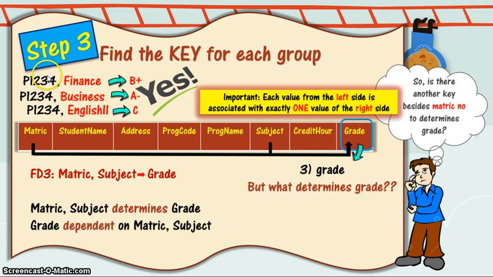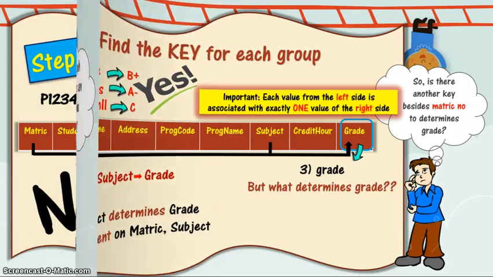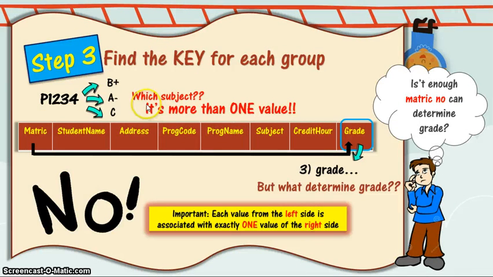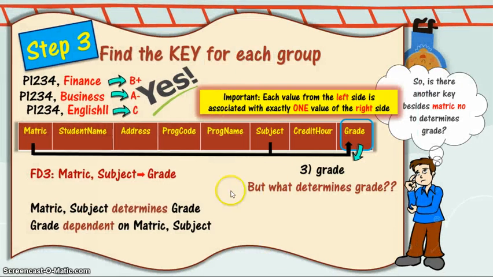So can metric number alone uniquely determine grade? We can say that it is not enough. It is no longer able to determine grade. So you have to combine it with another key. The other key is subject.